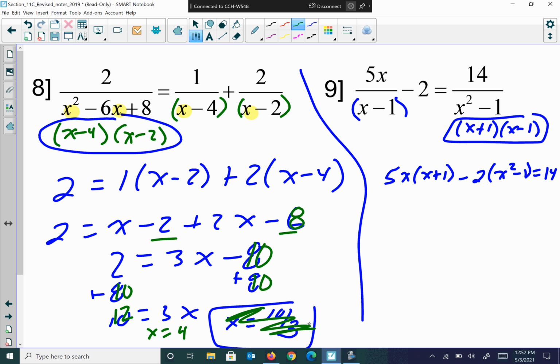Oh boy. If that happens, that plugged in there or plugged in there, they give me a 0. So that's not going to work. So no solution. Holy cow.